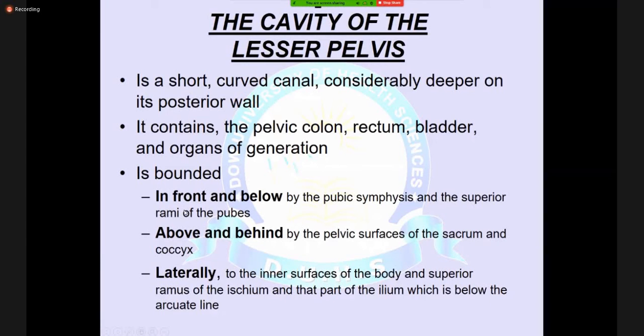So the lesser pelvis is in front and below bounded by the pubic symphysis and the superior pubic ramus. Above and behind by the sacrum and the coccyx, and laterally it's bounded by the inner surfaces of the body and the superior ramus of the ischium and part of the ilium, just below the arcuate line.